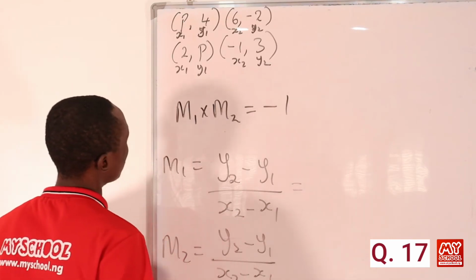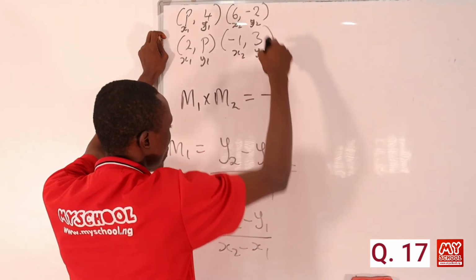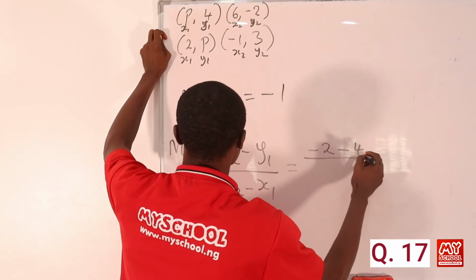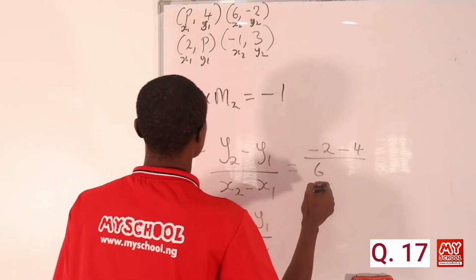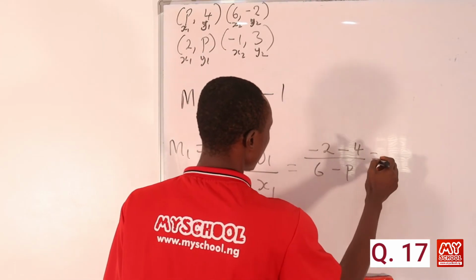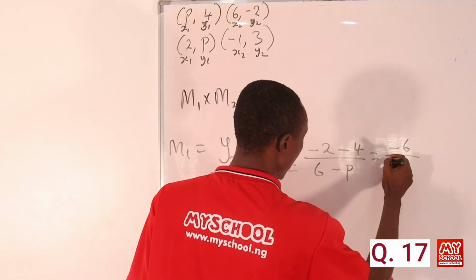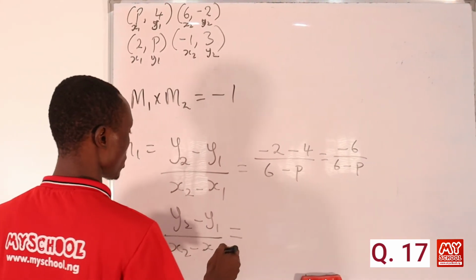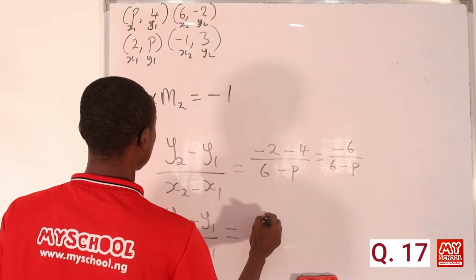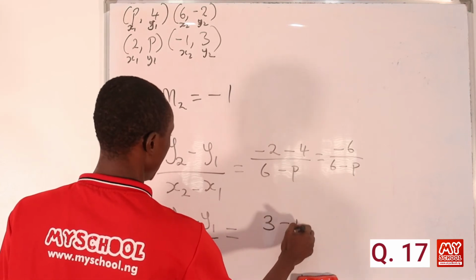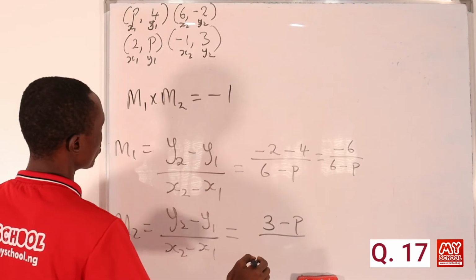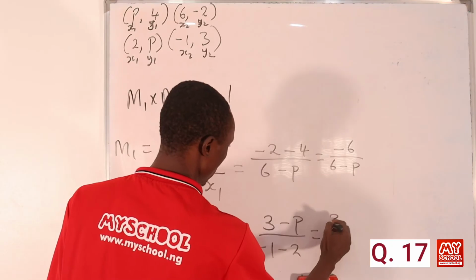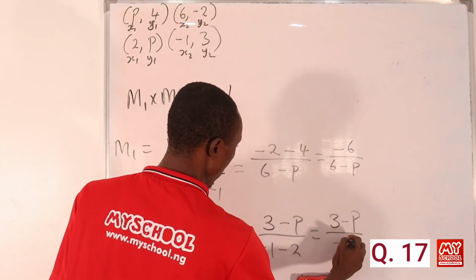So let's substitute our values and see. Our y here is minus 2, then minus 4, over our x here is 6, then minus p. So at the end of the day, we'll have minus 6 all over 6 minus p. Okay, so we do the same thing for the second line to get the gradient. So our y2 is 3, then minus p for y1, over x2 is minus 1, then x1 is 2. So this will be 3 minus p over minus 3.